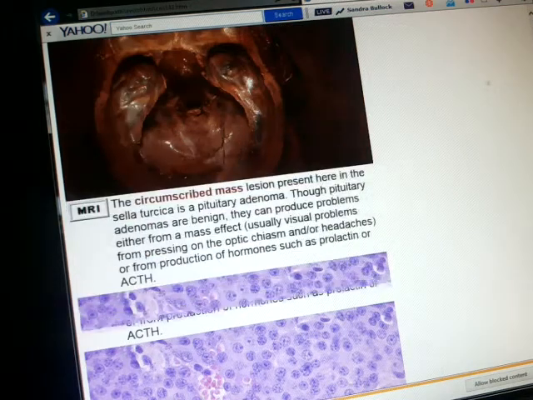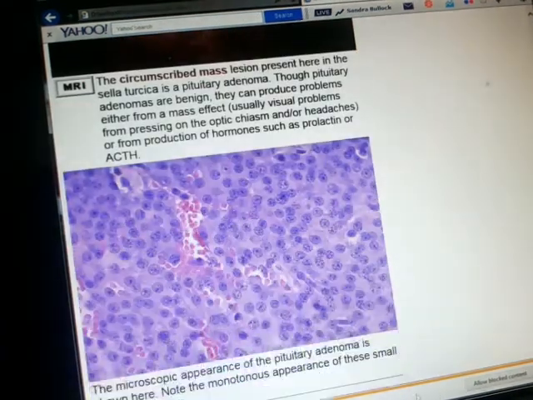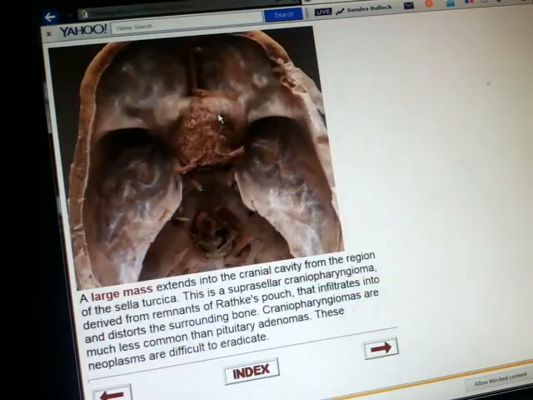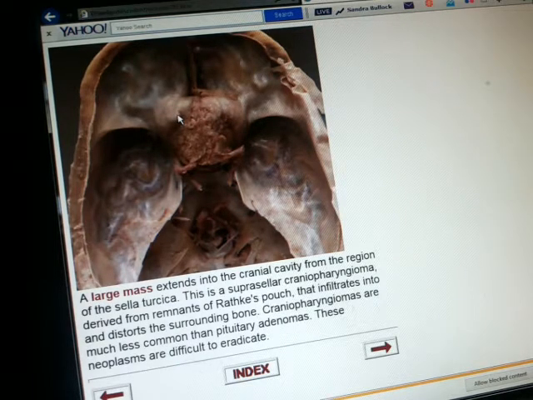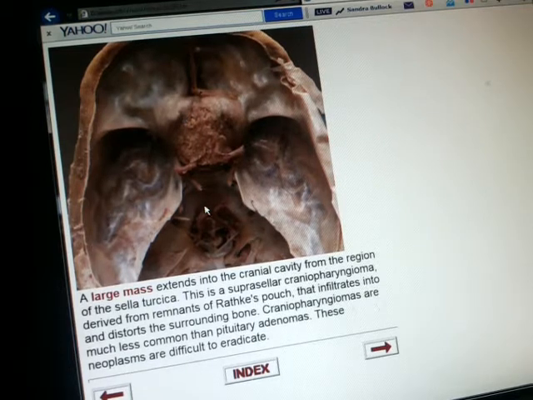But in this case, the tumor is infiltrating the adjacent bone. It's an infiltrative tumor, and this tumor is craniopharyngioma or suprasellar craniopharyngioma. This tumor is derived from remnants of Rathke's pouch, which is an embryonal remnant, and it is a highly aggressive tumor and difficult to eradicate.